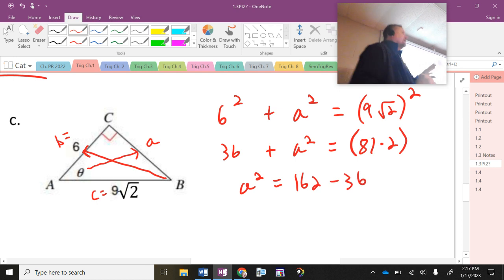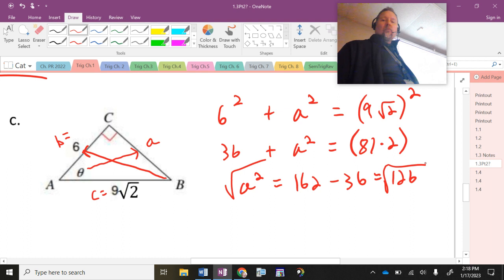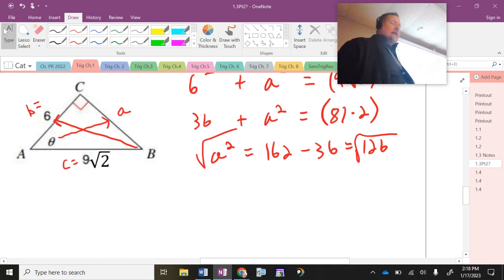This is a note thing. This is not in your homework. And then this becomes, I believe, 126. And then you root it. Now watch how I broke this down. 2 times what equals 120?